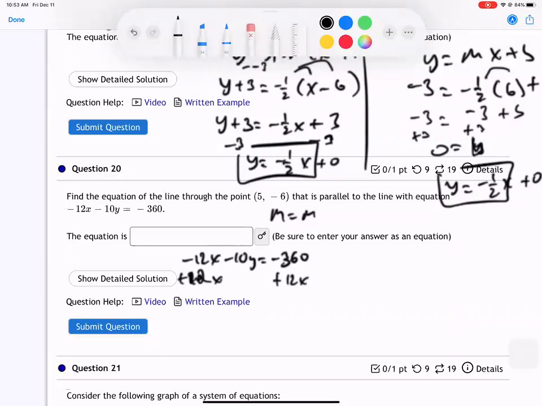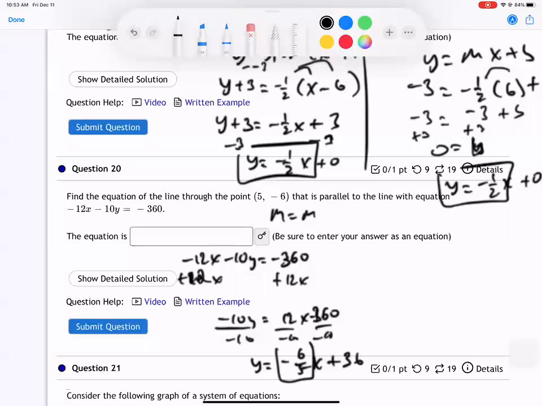Since 12x and 360 are not like terms, we're going to write them separately. Negative 10y is equal to 12x minus 360. And we divide everyone by negative 10. Y is equal to negative 6 over 5 x. I'm going to reduce 12 and 10 to be 6 over 5, and I'm going to say 360 divided by 10 is just 36. But if it's parallel, all I care about is the 6 over 5. Honestly, that's all I care about.